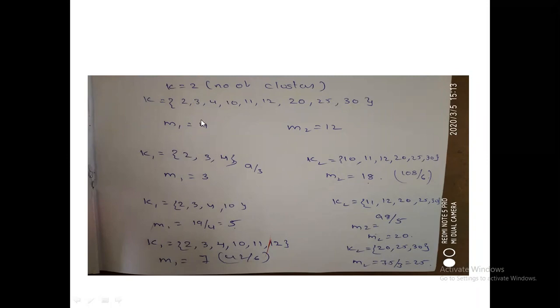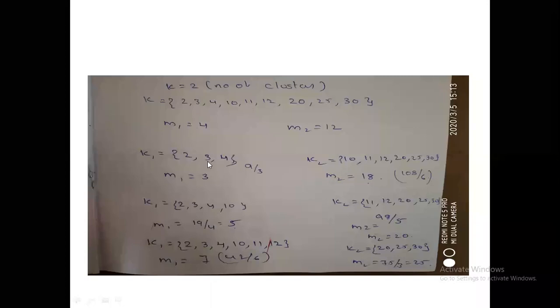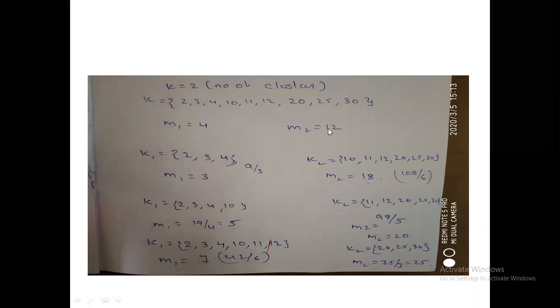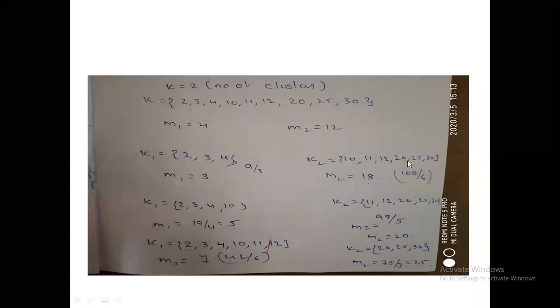3 minus 4 is 1, 3 minus 12 is 9. Which one is nearer? 3 is nearer to M1, so we place this 3 in cluster K1. 4 minus 4 is 0, obviously we place it in K1. Next one, 10 minus 2 is 8... 10 minus 12 is 2, so we place this 10 in K2. Obviously the values above, 20, 25, 30, are nearer to 12, and we place them inside K2. Nearest is decided by the distance between two values.